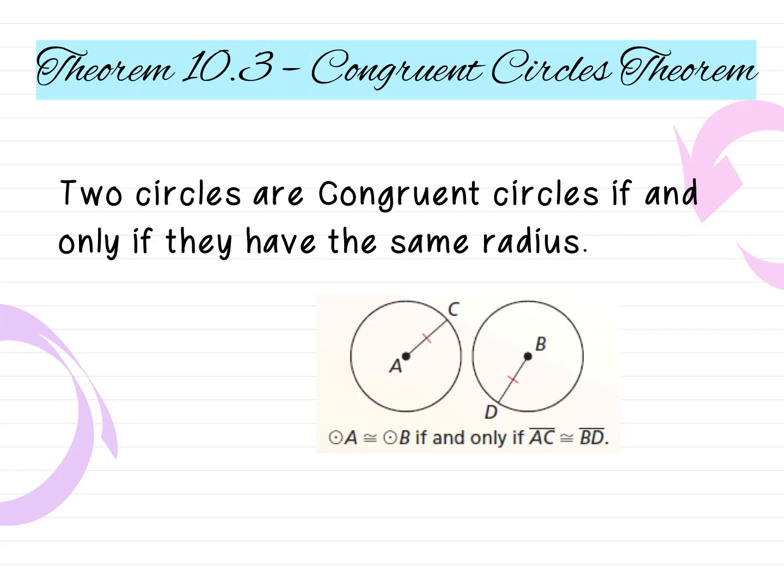Next slide is a theorem. Again, don't memorize the number. It's called the congruent circles theorem. And here it states that two circles are congruent circles if and only if they have the same radius length. So in this picture, I can state that circle A and circle B are congruent because they have congruent radius lengths.